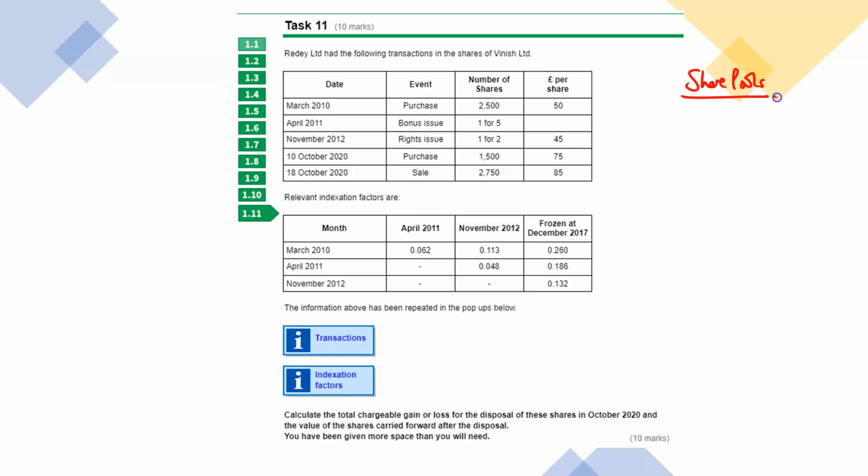Share pools. So up till, well, anything before 2017, we will group shares of a certain company. We'll mix them all together, in effect. So really what we're saying here is that, listen, in March, you've bought 2,500 of these shares at 50 quid, and we'll have a figure, right? So 2,500, for example, times 50, and that gives you 125,000.